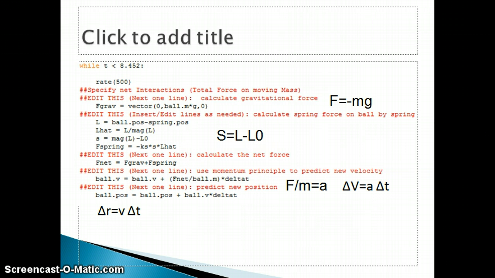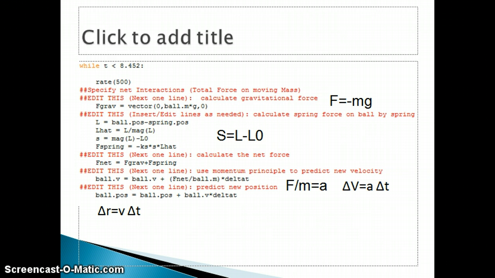The force of gravity is found, negative mg. The stretch of the spring is found, L minus L naught. And the total force is computed, which is theoretically only the force of gravity and the force of the spring. We then use the momentum principle to update the velocity, and use this to update the position.